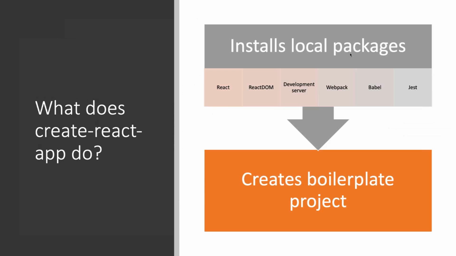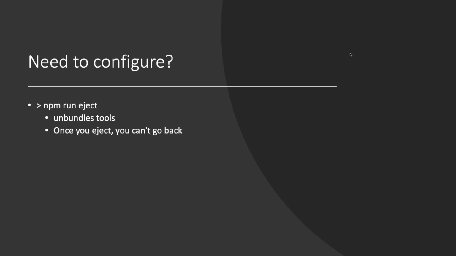And here's what it does. It installs a lot of local packages, so React, React DOM, development server, Webpack, Babel, and so on, and then creates a boilerplate project. If you do need to configure something with Create React App, you can eject. You can use npm run eject inside your project, and that's going to unbundle everything, make it so that you can customize all the configuration files. You can customize, swap out different tools that you're using.